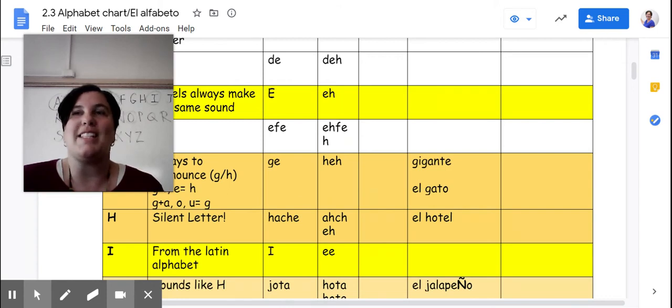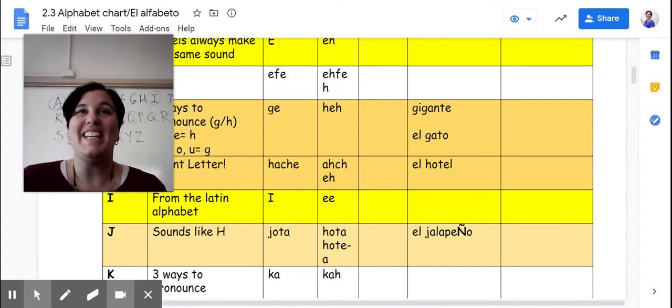H. Now H is a silent letter. Look at this word. El hotel. Okay, this is the exact same word as hotel in English, right? But in Spanish, the H is always silent. So it's hotel. Plus the O says O and E says E. So now we know how to say that word, hotel.